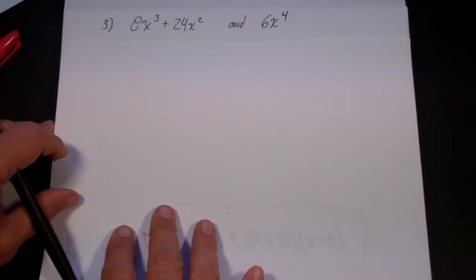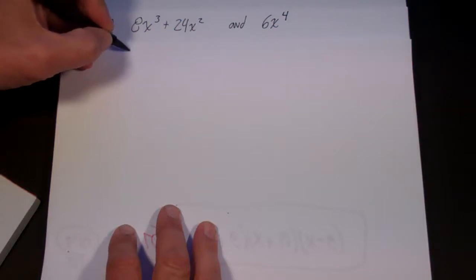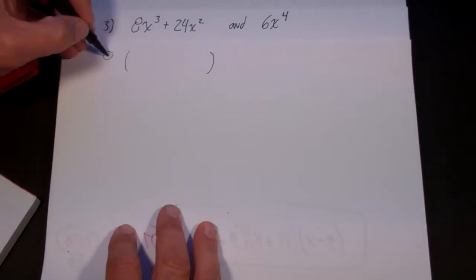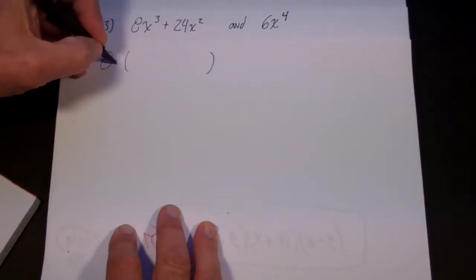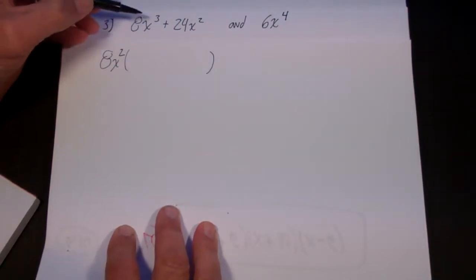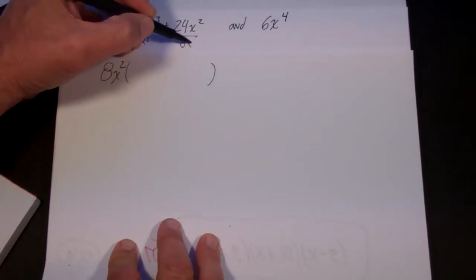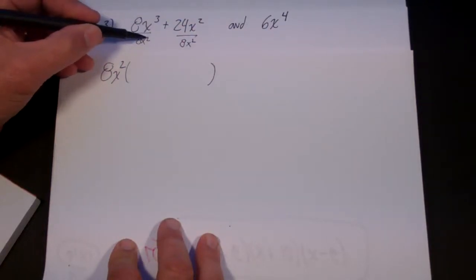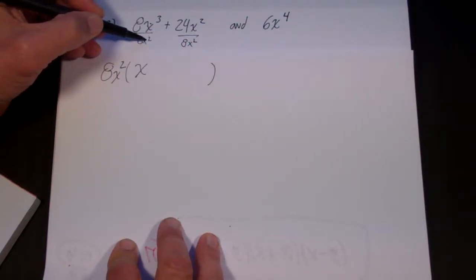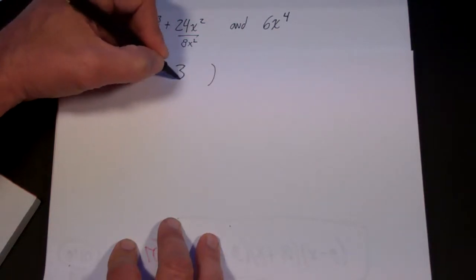8x cubed plus 24x squared and 6x to the fourth. We're going to factor this. Let's put a parenthesis around it. What goes into 8 and 24? I think that's 8. X is in both terms, so I'll take an x out to the smallest power, an 8x squared out. When you take 8x squared out, you divide this term by 8x squared and divide this term by 8x squared. The 8 and the 8 cancel, and x cubed over x squared leaves a single x, because you have 3 x's on top, 2 x's on the bottom. Then you have 24 over 8, that's 3, and the x squareds cancel.